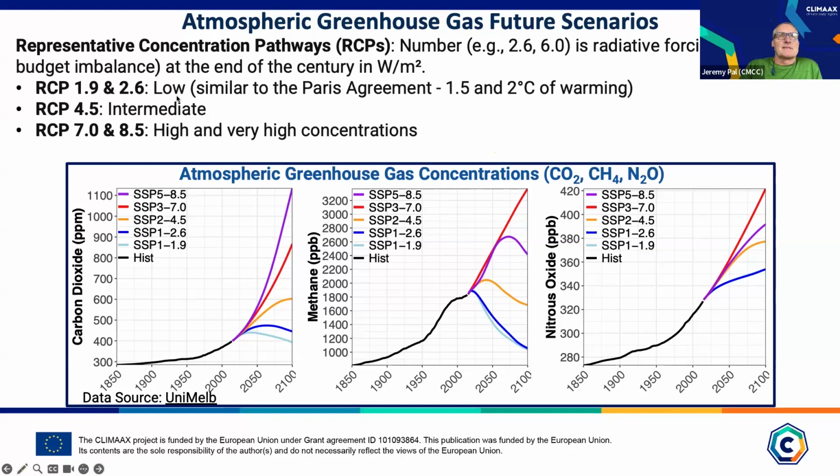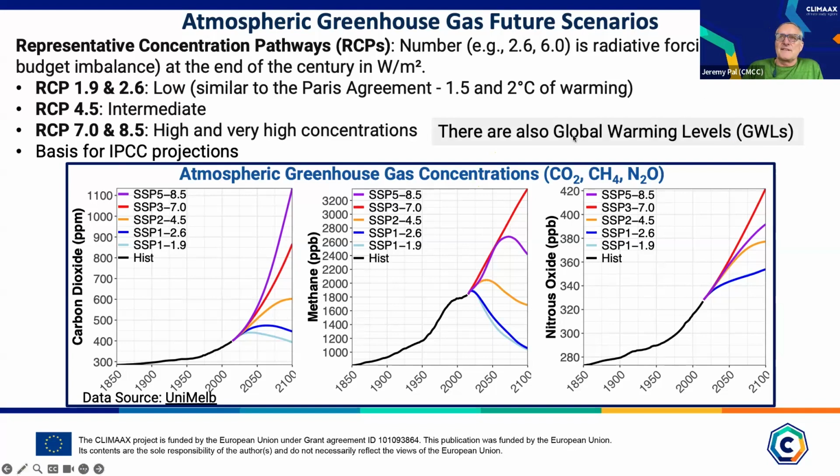There are several different scenarios being considered. The low concentration scenarios are 1.9 and 2.6. They're maybe somewhat similar to the Paris Agreement of 1.5 or 2 degrees of warming. We have an intermediate concentration scenario, RCP 4.5, and then the 7.0 and the 8.5 that are considered very high concentration scenarios. And there are some others in between, such as a 6.0 scenario as well. But they really serve as the basis for the IPCC projections. You can see here the evolution of these different atmospheric greenhouse gas concentrations, with carbon dioxide, methane, and nitrous oxide.